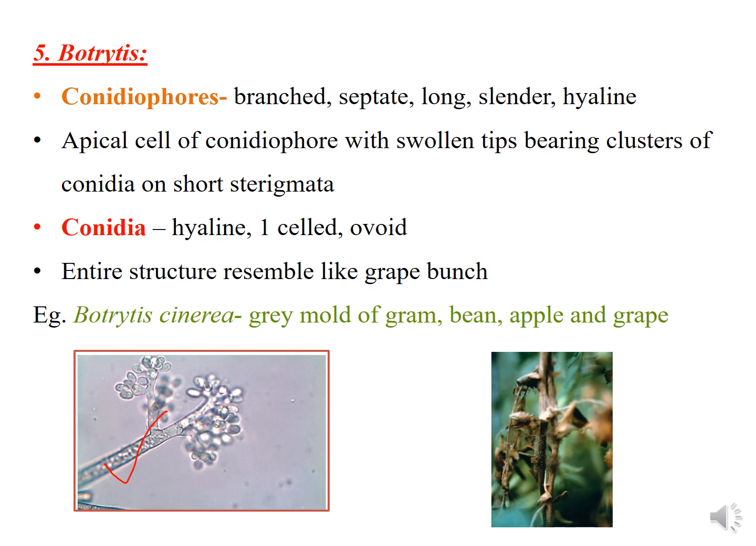If you see the conidia, the apical cell of the conidiophore with swollen tips bears clusters of conidia on short sterigmata. The sterigmata are very short in nature. On that sterigmata, conidia are produced, and the conidia are also hyaline and single-celled. The entire structure resembles a grape bunch. Example, Botrytis cinerea, which causes grey mold of gram and bean, apple and grape. Here you can see the grey mold disease.